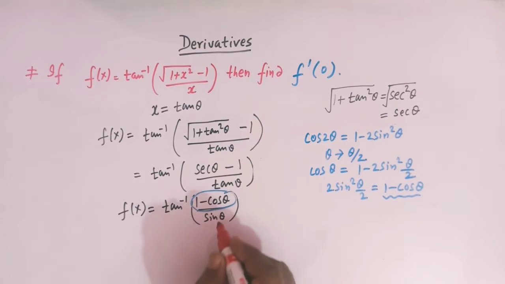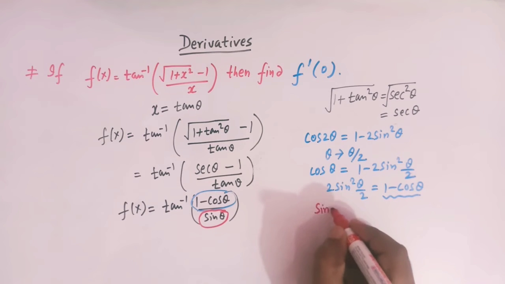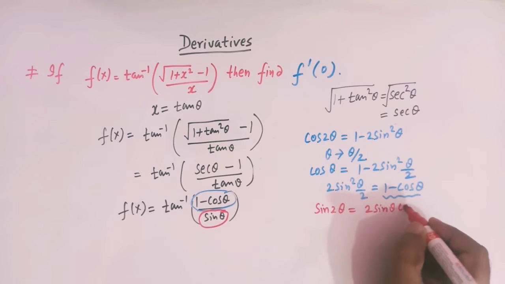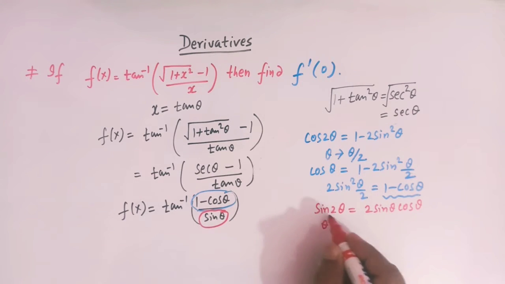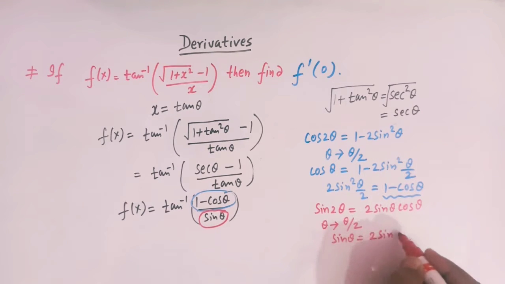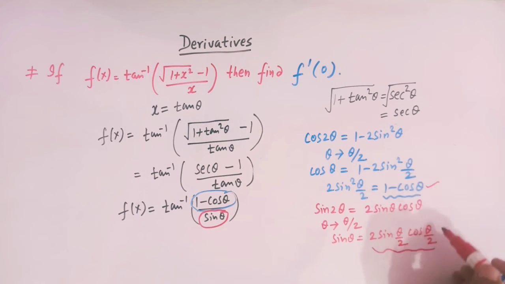Now similarly in the denominator we have sine theta. We'll make use of the identity sine 2 theta is equal to 2 sine theta cos theta. But here we want to have sine theta, so again we'll replace theta by theta over 2. So sine theta is equal to 2 sine theta over 2 cos theta over 2. So for sine theta we'll write this expression, and for 1 minus cos theta we'll write the previous expression.